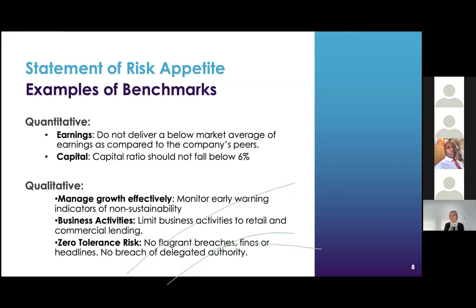So anyway, that's why the risk appetite needs to be developed by the board.